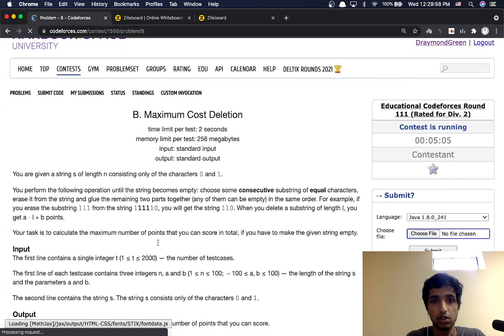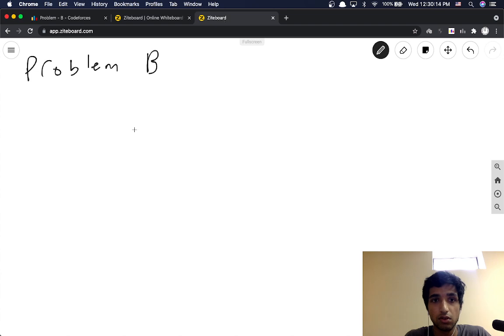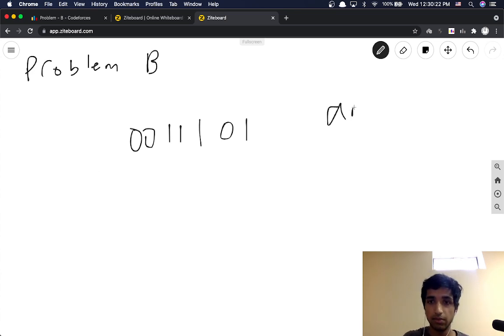Maximum cost deletion. Oh, this problem. So we delete consecutive substrings of equal characters. When you delete a substring of length L, you get A times L plus B points. So let's say we have 0, 0, 1, 1, 1, 0, 1. So you get A times L plus B points.